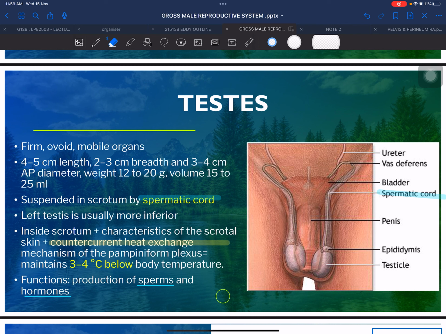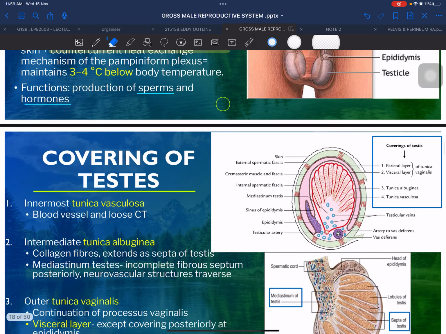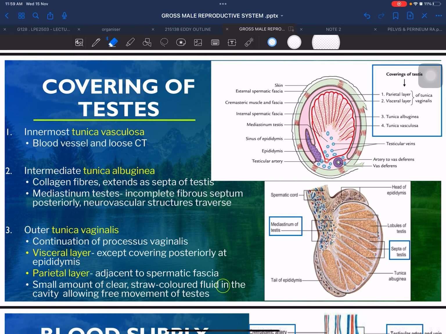So these are the coverings of the testis. Okay. So to recap, the tunica vaginalis, outermost, has a parietal layer adjacent to the spermatic fascia, and a visceral layer, covering posteriorly at the epididymis. They're covering all parts of the testis except at the epididymis area. Small amounts of clear straw-colored fluid in the cavity allow the movement of the testis. Meaning between the parietal and visceral layers there is a small amount of fluid.